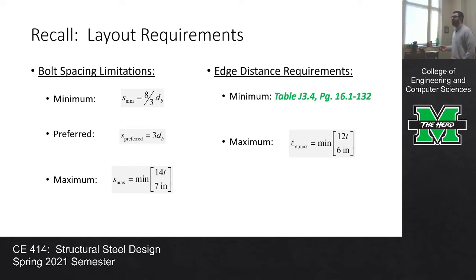Layout requirements are going to show up a bit today in design land. So layout requirements, remember, they have nothing to do with capacity. They have nothing to do with bolt shear or bolt bearing. These layout requirements are to do 2 things, and that is to facilitate construction and fabrication and to prevent corrosion.